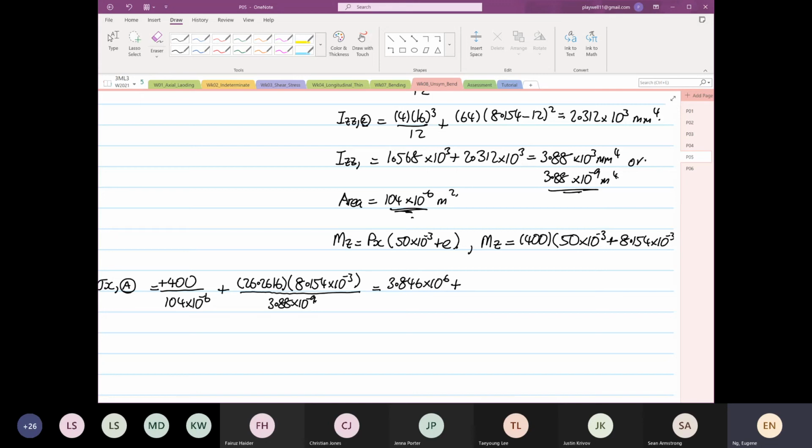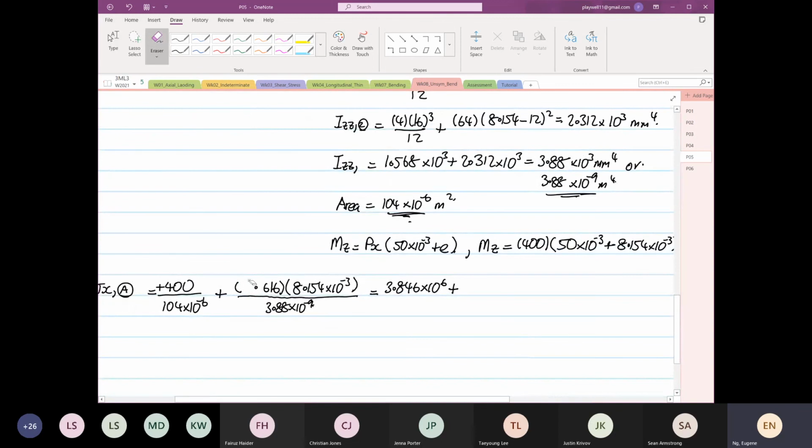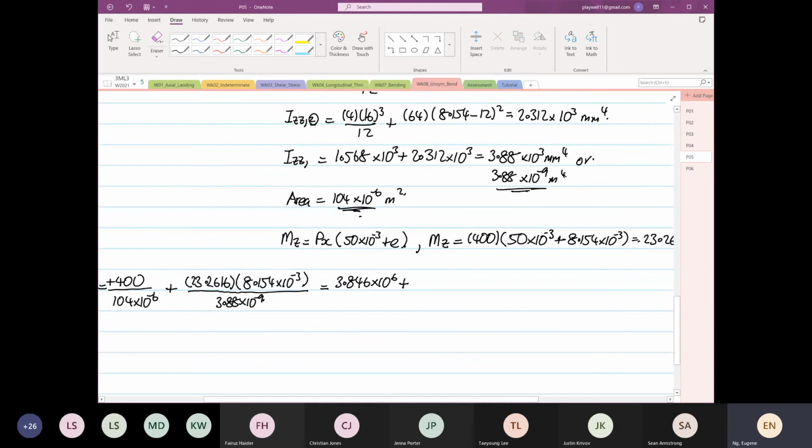So it's equal to 56... wait, 26... wait, oh, 23.2. That's the problem of using the writing pad. No, it's the user, okay? It's nothing to do with the technology.